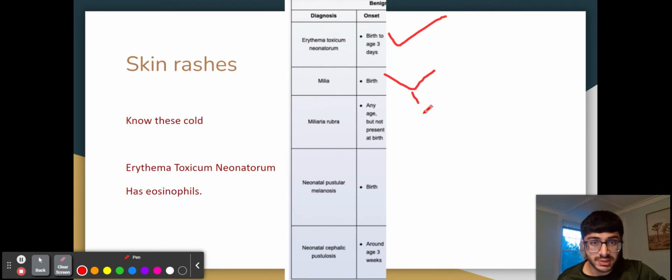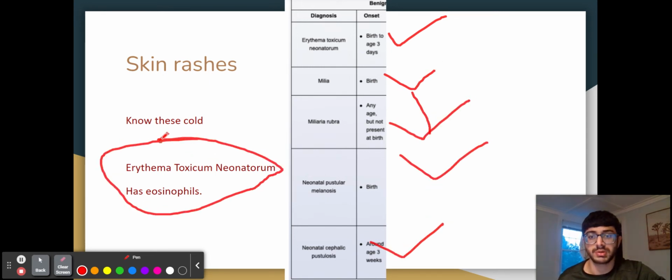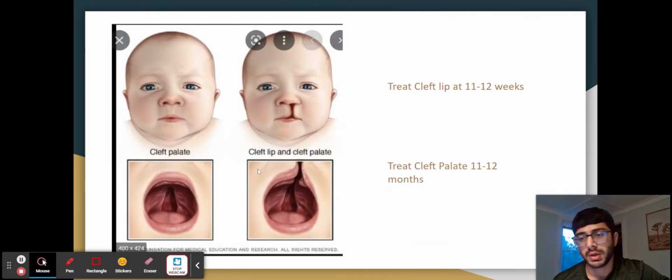And just another thing, sometimes they'll tell you that the rash has eosinophils in it, and if it has eosinophils in it, that's erythema toxicum neonatorum. So just know these, man. These suck, but know them, right? And add one to your mind. It's cutis marmorata. Okay, next.